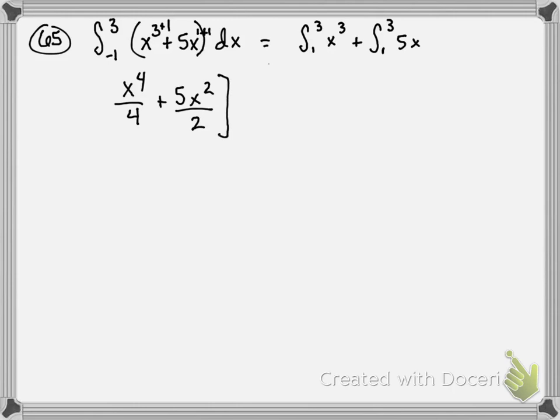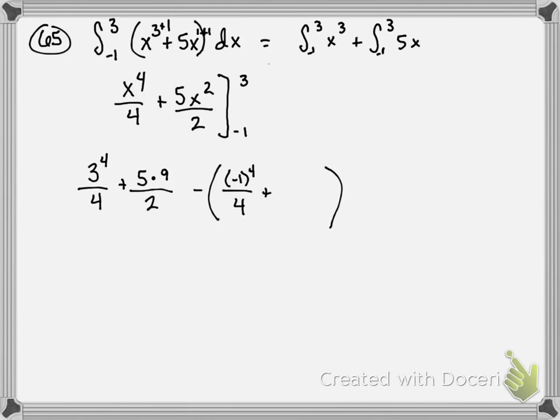So now you have this from negative 1 to 3. Okay, so we got to plug some stuff in. So I'm going to have 2 parts in each. I'm going to plug 3 into both parts. So I got 3 to the 4th power over 4 plus 5 times 3 squared over 2. All right, minus. Just keep going. Okay. Minus, now we're going to plug in that negative 1. All right. So I got negative 1 to the 4th all over 4 plus 5 times negative 1 squared all over 2. Okay, so we got to do some fraction simplification in here.